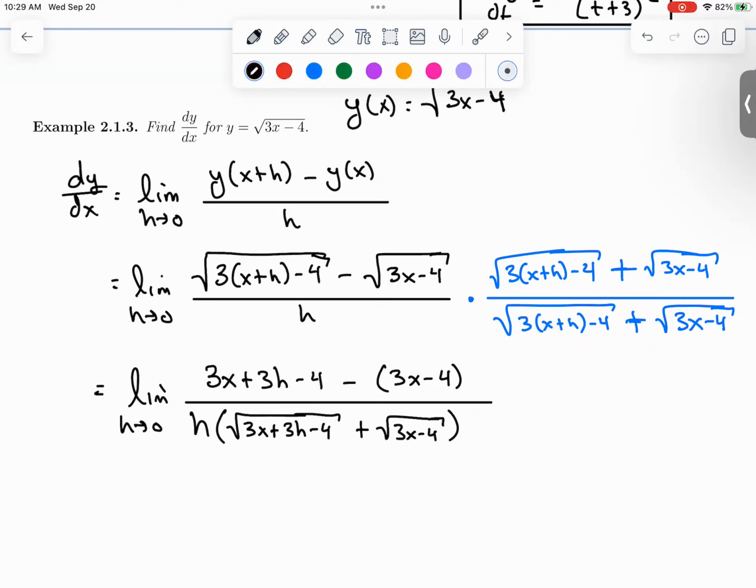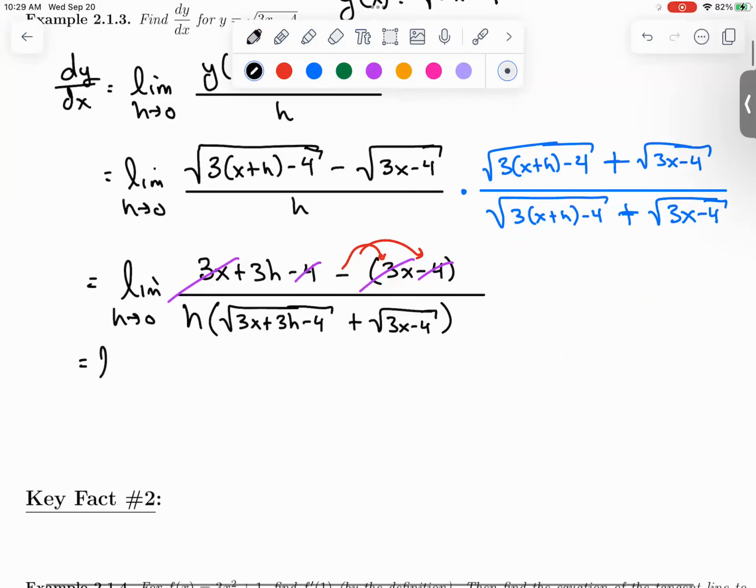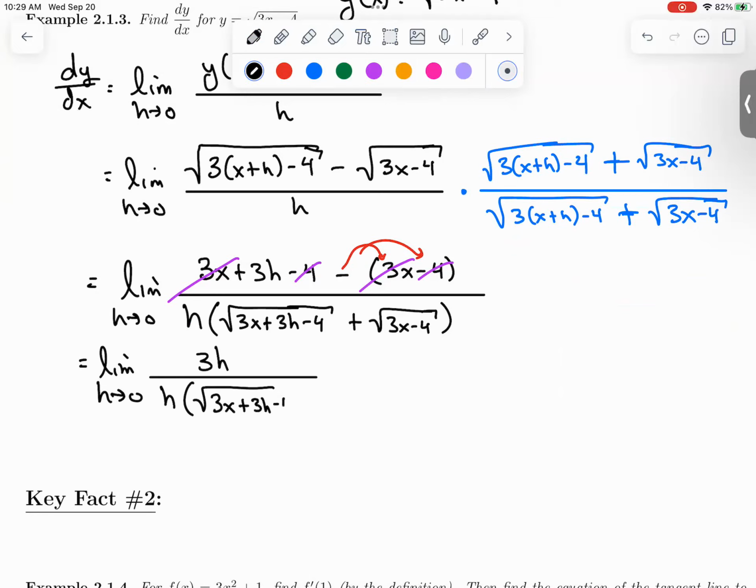The minus sign will get distributed. And just to save on space, that'll cancel the 3 x's. The minus 4 minus the negative 4, those will cancel. And we'll have the limit as h approaches 0 of 3h divided by h times the square root of 3x plus 3h minus 4 plus the square root of 3x minus 4. And now the h's cancel.